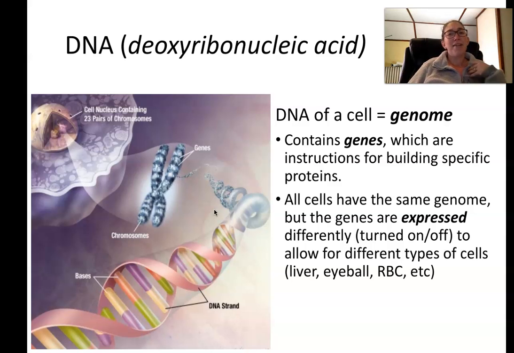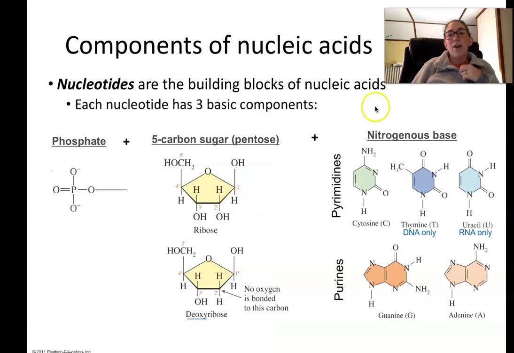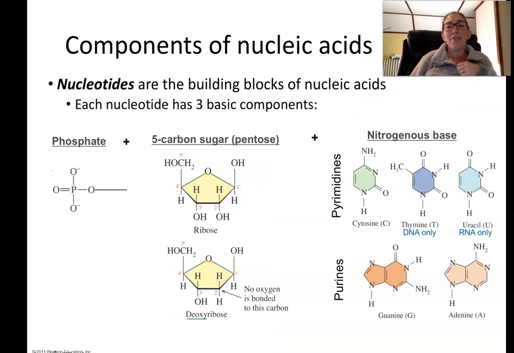They all have the same recipes at their disposal, but each one will decide which genes they want to express, or they're programmed to express or make certain genes into proteins. And that's why we have all these different cell types, even though they all have the same DNA, the same instructions. So let's look at the chemistry, the molecular structure of nucleic acids.